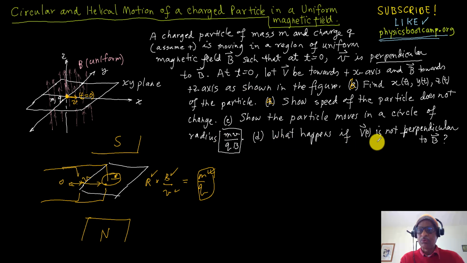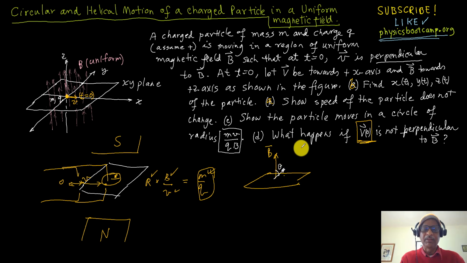Part D is what happens when initially the particle is not moving that way. If this is the XY plane and this is the Z axis, this is the B direction, maybe at that point velocity is pointed that way. Maybe there's an angle theta here, velocity pointed that way. Then what will happen? You don't have to redo the whole thing from what you have done here. You should be able to deduce in very short order what this will look like.